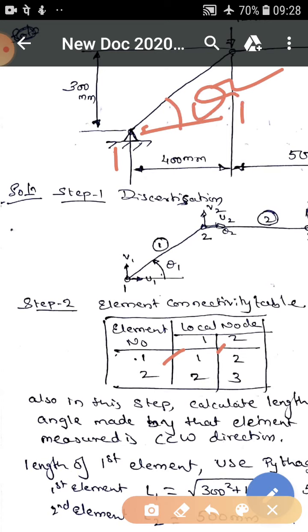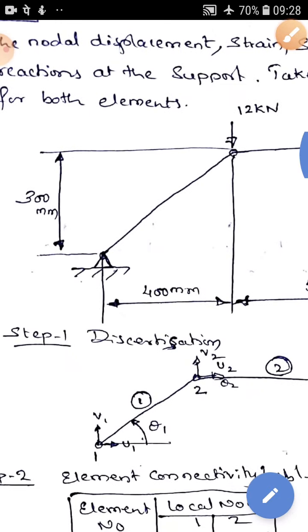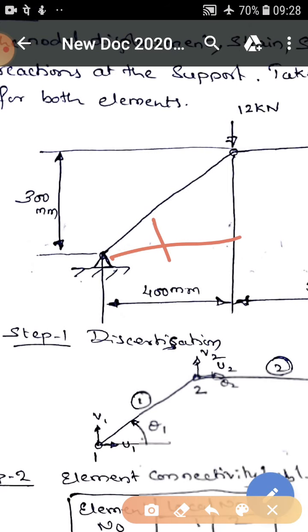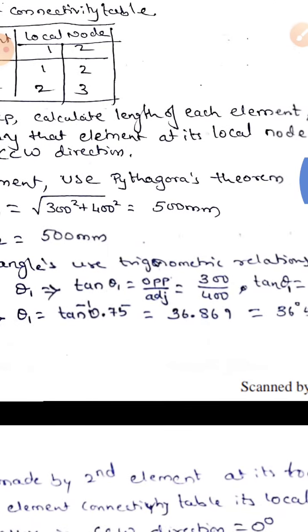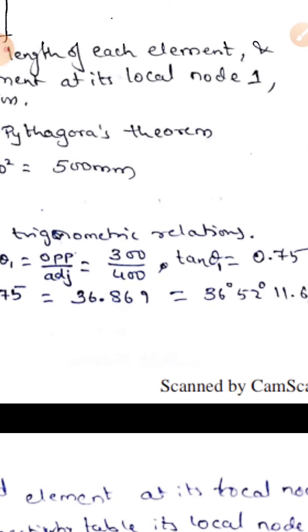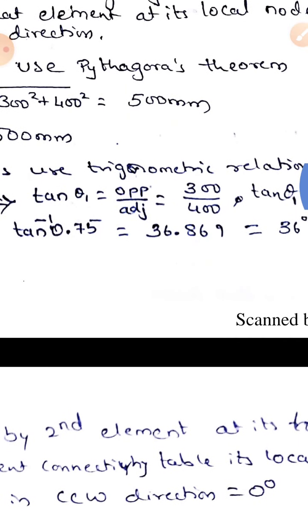How to get theta 1? You can use different relations. You can use tan theta. Tan theta is opposite divided by adjacent, so theta is equal to tan inverse of that value, and you can get it. You can use cos also. Cos is adjacent by hypotenuse. Sin is opposite by hypotenuse. Those relations you use to determine the value of theta 1. Okay, tan theta 1 is 0.75. So theta 1, if I take tan inverse of it, is 36.869. This is in decimal.